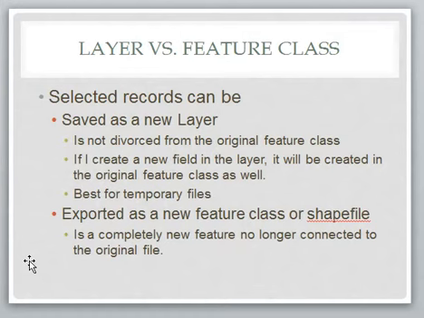So one of the things I do whenever she says save it as a new layer, I export that selection as a new feature class and name it. The nice thing is if I need to go back, I can do that. If you just save it as a layer, you can't always go back, right?